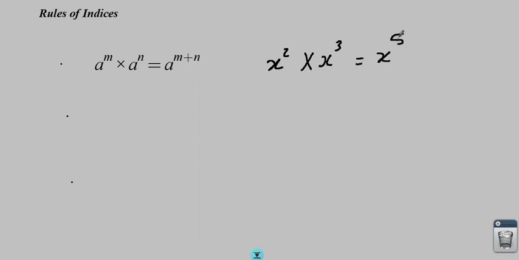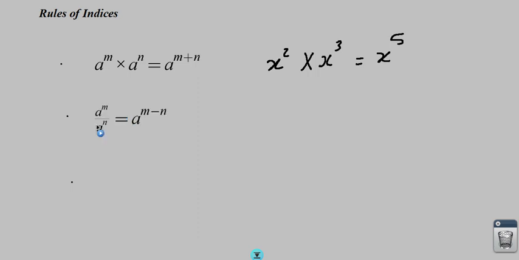As you remember, there are a few rules of indices, the most important of which is when you multiply two quantities with the same base, you add the powers. So for example, x squared times x cubed, the base is the same, you add the powers. So the answer is x to the 5.